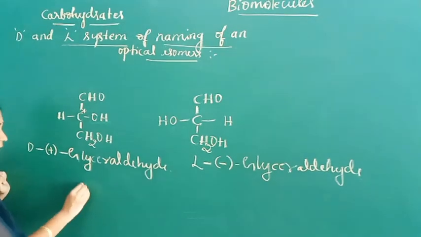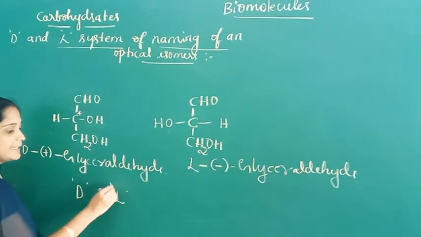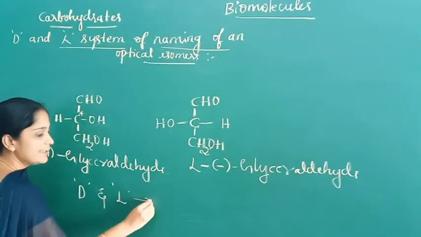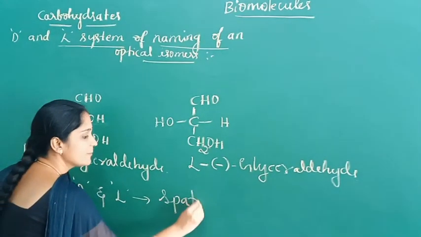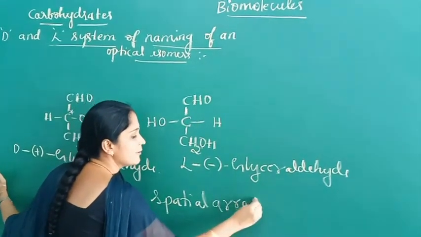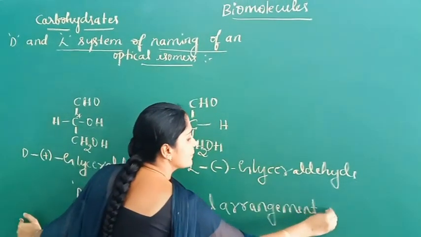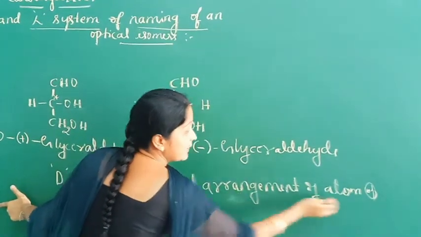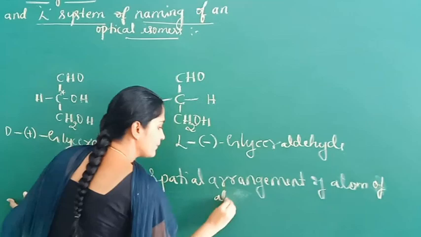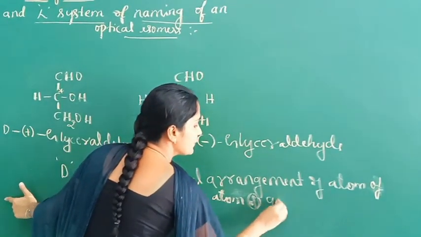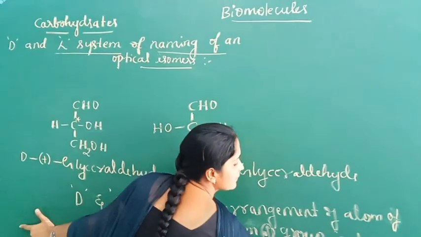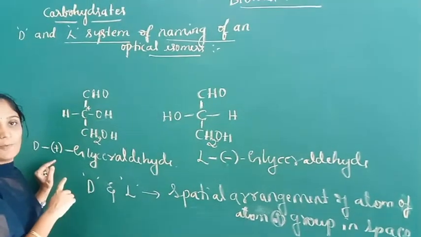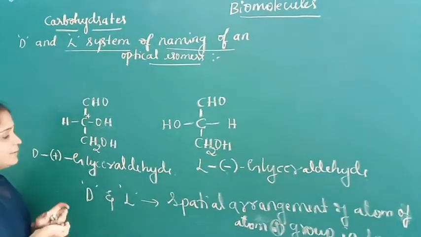Here, capital D and L indicate the spatial arrangement of atoms or groups in space. The plus and minus signs indicate the property of a molecule to rotate plane polarized light.